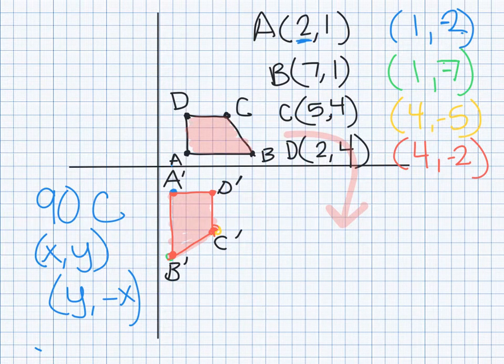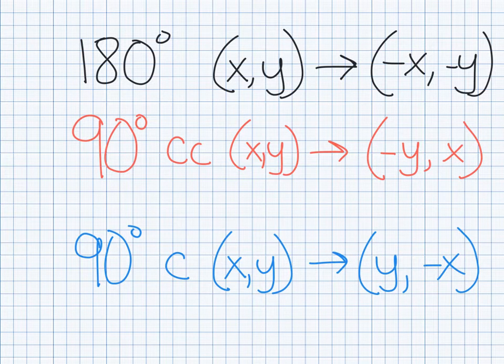The best way to get good at this is to practice, to review the rules. So let's review them on this last page. Here are those 3 rotation rules again. So for 180 degrees, (x, y) becomes (negative x, negative y). For 90 degrees counterclockwise, (x, y) becomes (negative y, x). And then for 90 degrees clockwise, (x, y) becomes (y, negative x).